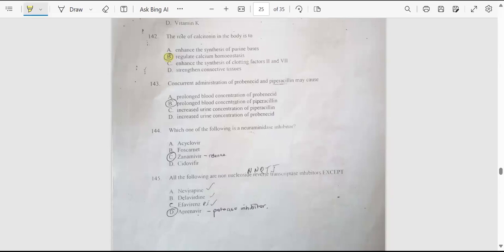Manjari, you may proceed. The concurrent administration of probenecid and piperacillin may lead to what? What affects the excretion or absorption of what? What kind of drug-drug interaction happens when you give probenecid with piperacillin? Not quite sure, but I guess they use the same transporter.